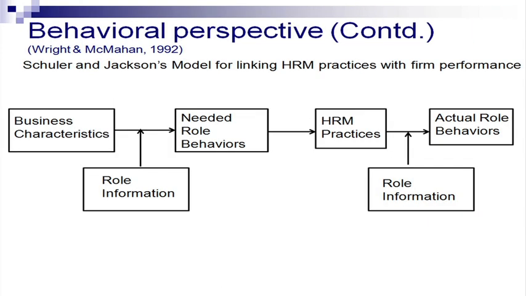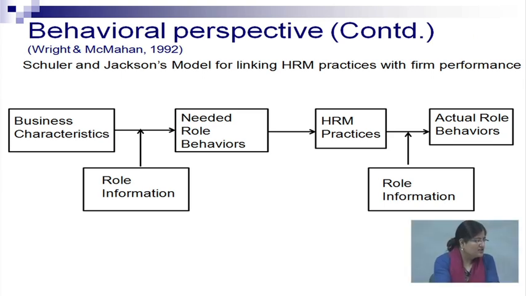Okay, behavioral perspective. Now, this is Schuler and Jackson's model for linking HRM practices with firm performance. You have business characteristics and role information, so the information regarding the role that employees need to play, and you add this to the business characteristics, and the employees are told about the needed role behaviors that feed into the human resource practices. Then more role information goes in, and the actual role behaviors are the output, and these role behaviors then help the organization achieve its objectives.